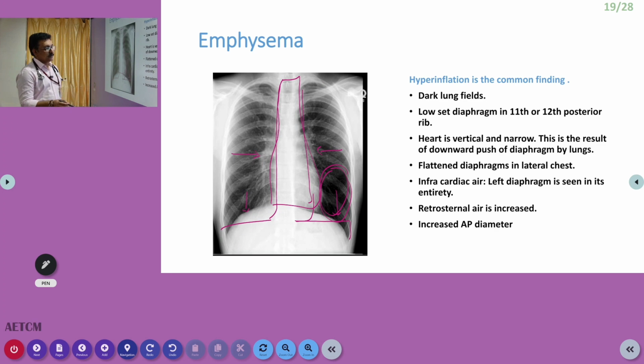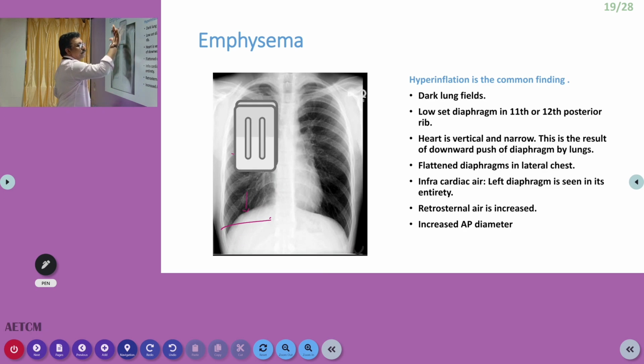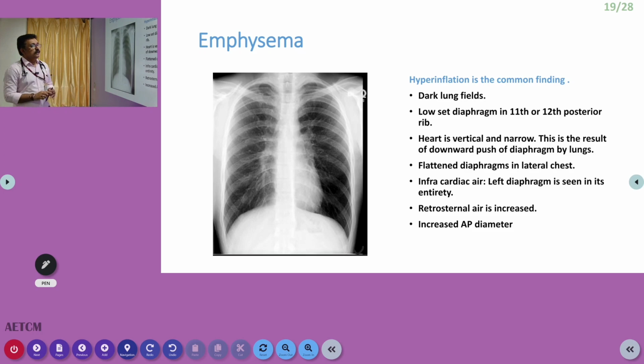You should understand that when you are taking an X-ray, more air means more black in color. Here also more air means more black in color. So the problem in COPD is air trapping inside the alveoli. So the lung area is more black in color compared with a normal lung. So here you can see an X-ray of a COPD patient. Tubular heart, diaphragms are pushed down, and lung areas are more black in color.